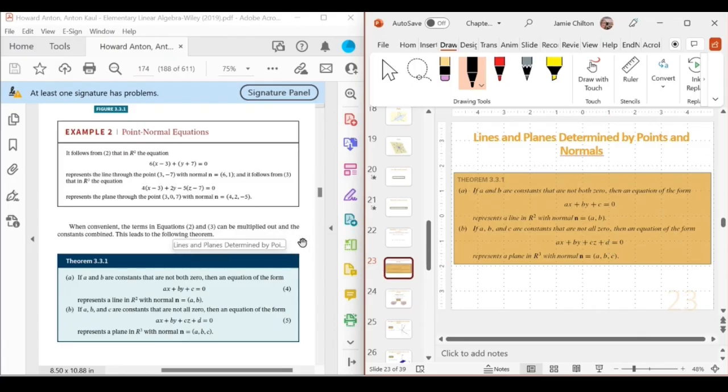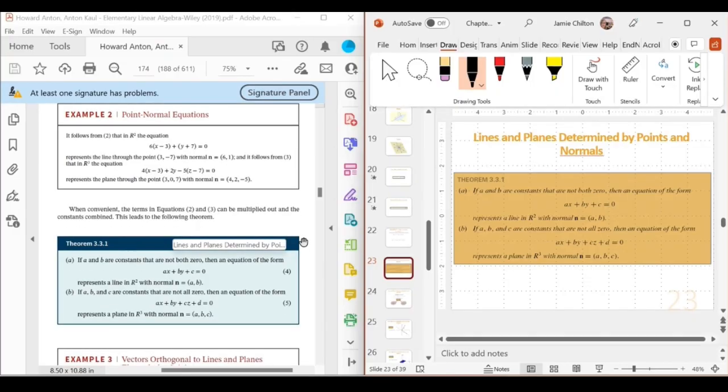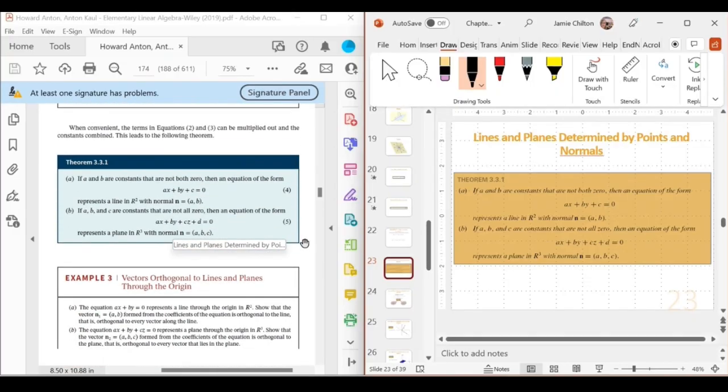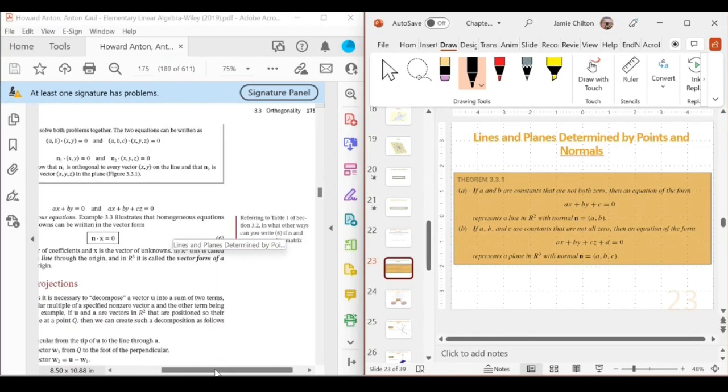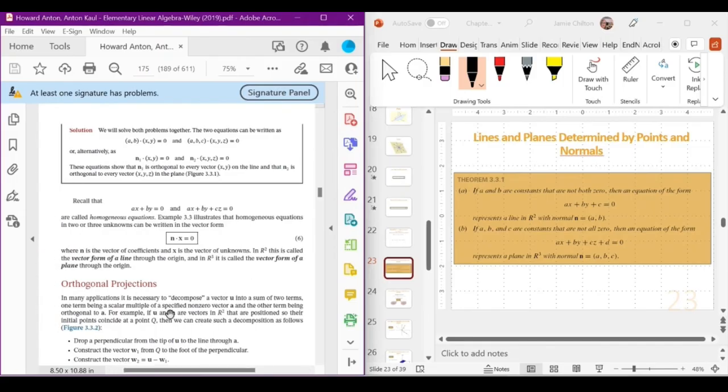So wanted to make sure that you recognize that. But it's really easy to pick out the normal for this kind of stuff. So you'd want to go ahead and check that out. Let's see here. What's another one?